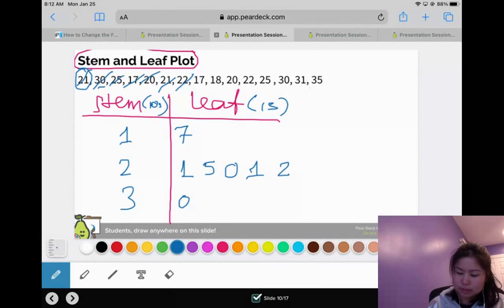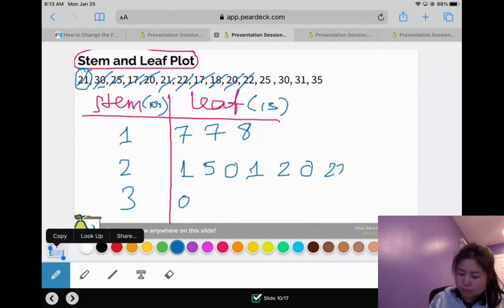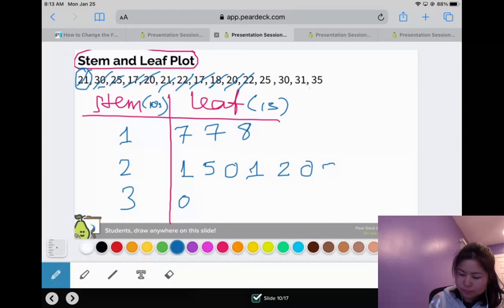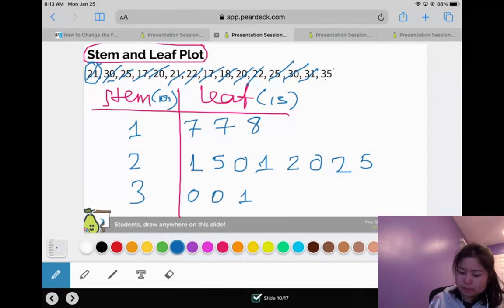22, 17, 18, 20, 22. Whoops, I did not mean to write 2, 2, just 1, 2. 25, so that's a 5. 30, another 0. 31, so just write the 1. 35.